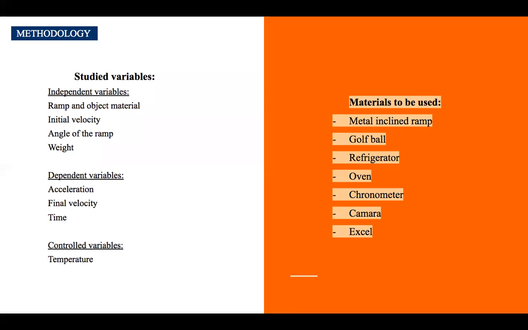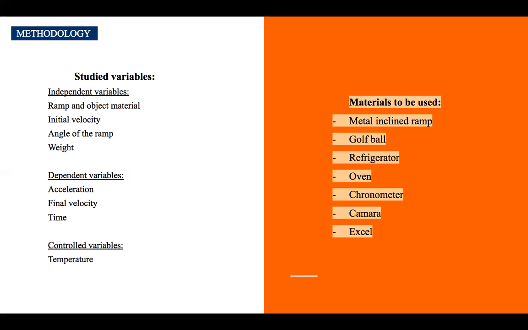The variables that I studied were the independent, dependent, and control. The independent variables were first the ramp and object material, which was metal, then the initial velocity, which was 0, the angle of the ramp, which I measured with a special ruler, and the weight. Then the dependent variables: first the acceleration, then the final velocity, because it depended on the acceleration, and the time, which depends on all of the others, on final velocity and acceleration. And finally, the control variable was the temperature, because I adjusted it to the temperature I wanted.